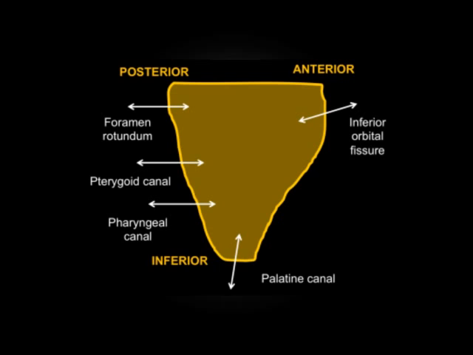Now you come posteriorly. Tell me what all you will see posteriorly. At different levels, you will see different things. The pterygoid canal is equivalent to the Vidian canal. So the pterygoid canal, and superior to that the foramen rotundum. These are two important structures which open here, the pterygoid canal and the foramen rotundum. And anteriorly it will open into the inferior orbital fissure. We'll see a coronal image of how it opens anteriorly into the inferior orbital fissure.